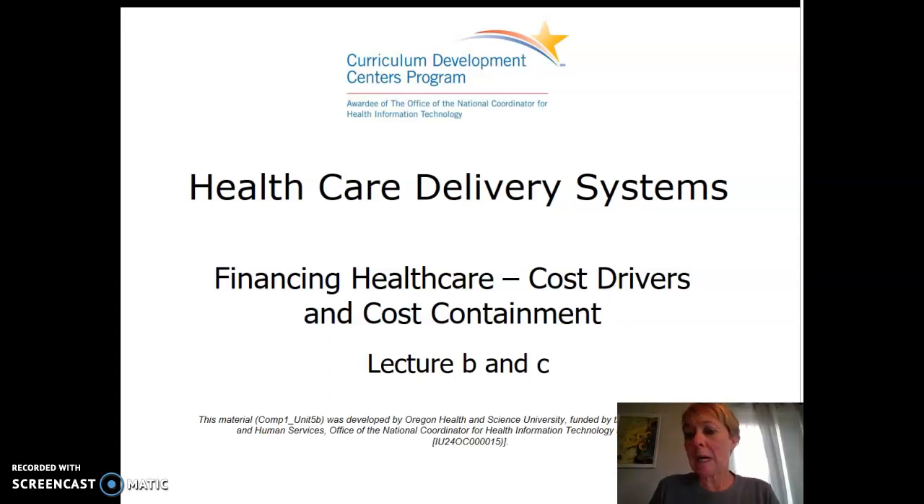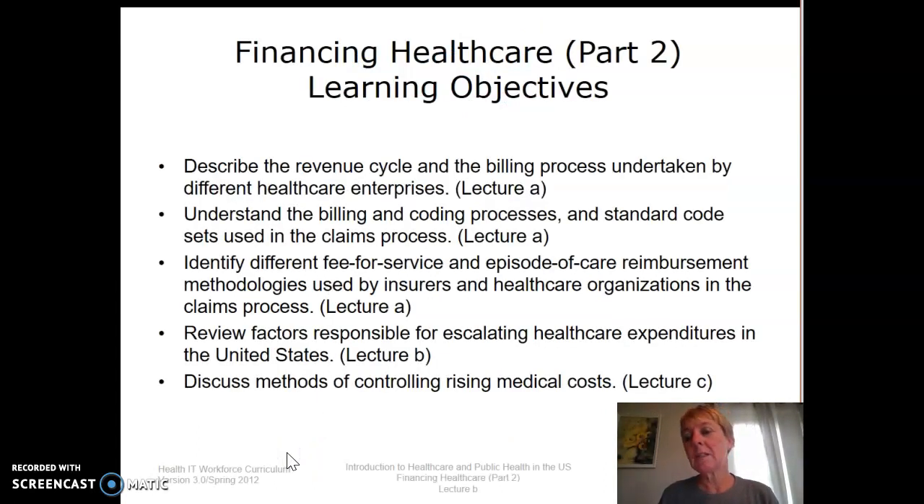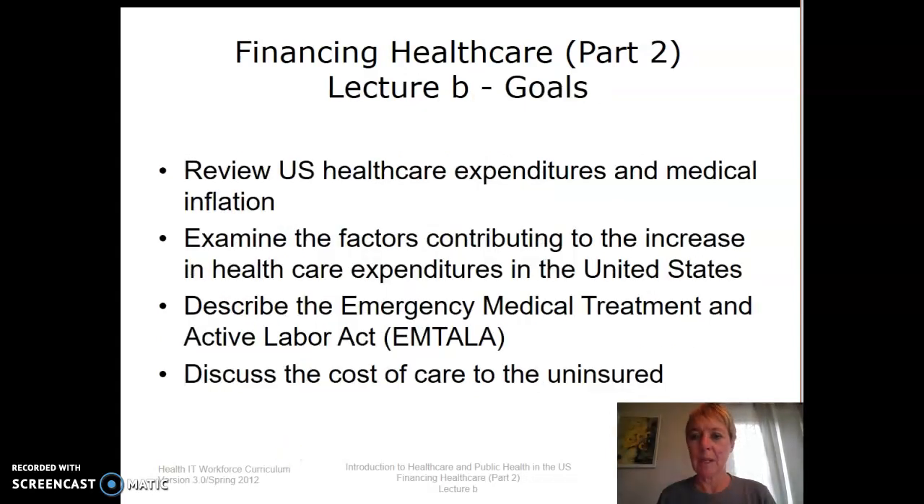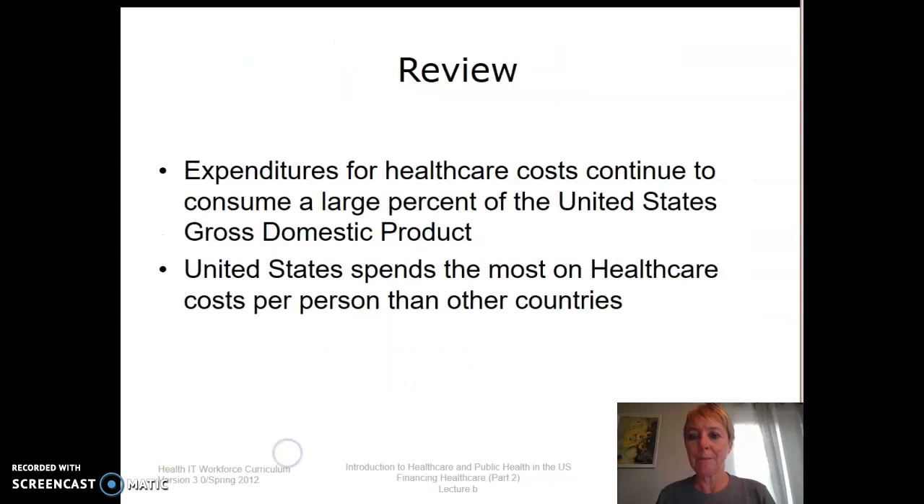Today we're going to look at cost drivers and cost containment. In other words, what are the things that are driving up healthcare cost, and what are the things that we're trying to do to control healthcare cost? These are the objectives for this, which you will have in your PowerPoints. And these are the goals for this part.